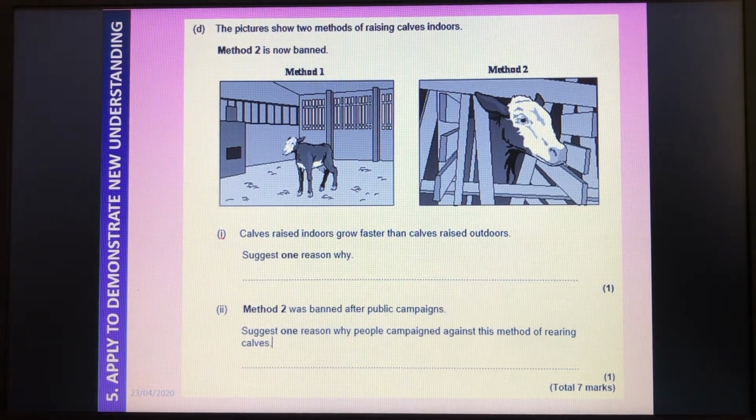Calves raised indoors grow faster than calves raised outdoors. So just one reason why. This feels a bit of a repeat of the chicken question, so that one should be fairly straightforward. Method 2 was banned after public campaigns. Suggest one reason why people campaigned against this method of rearing calves. So why would people not like this method? What would be their kind of opposing reason to having it? And if you need extra time, pause now.